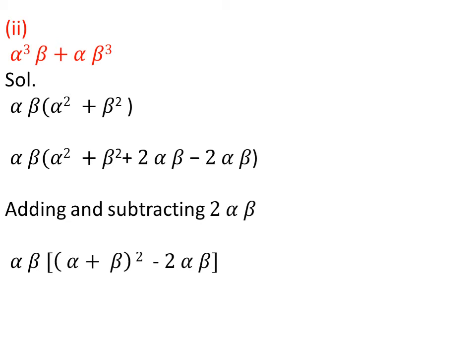As we have obtained the values of alpha plus beta and alpha beta, the value of alpha plus beta is minus p and the value of alpha beta is q. By putting these values in this equation we can write q into minus p square minus 2q. Here q is the value of alpha beta and minus p is the value of alpha plus beta. We can also write it as q into p square minus 2q because the square of minus p is equal to p square.